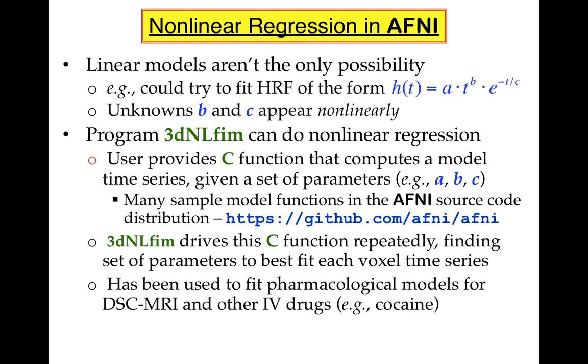This has been used to create brain maps of pharmacological models for dynamic susceptibility contrast MRI or other IV supplied drugs. For example, there have even been studies with injected cocaine. These are difficult experiments to carry out and difficult experiments to analyze. So if you want to do this, be prepared for consulting with us and be prepared for some extra work.